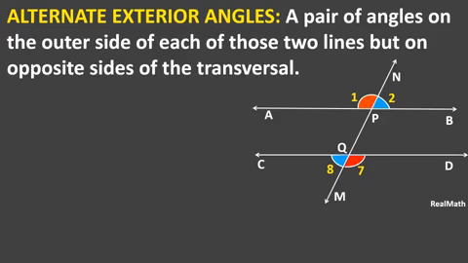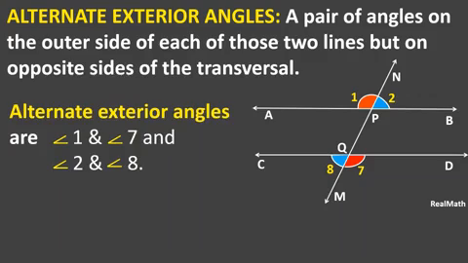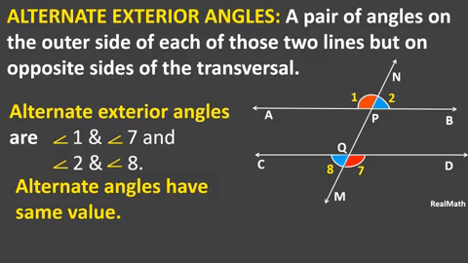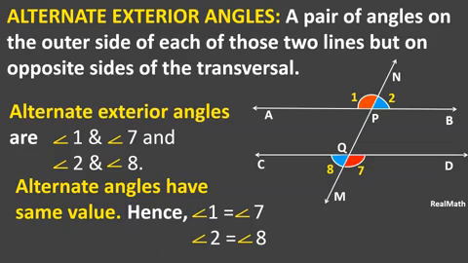It is also on the outer side of the two parallel lines and on the opposite of the transversal. So alternate exterior angles are angle 1 and 7 and 2 and 8. They have same value. So angle 1 is equal to angle 7 and angle 2 is equal to angle 8.